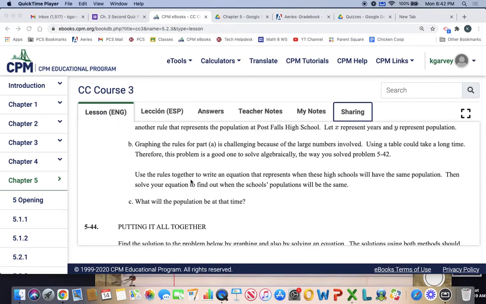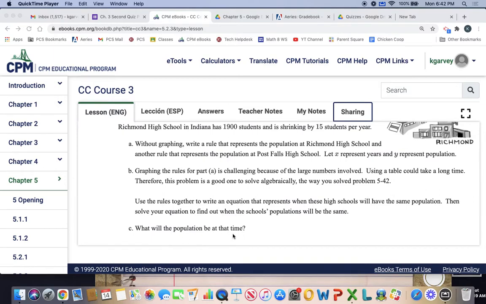Use the rules together to write an equation that represents when these high schools will have the same population. Then solve your equation to find out when the school's populations will be the same. What will the population be at that time? Okay, so we can do B and C pretty closely together.